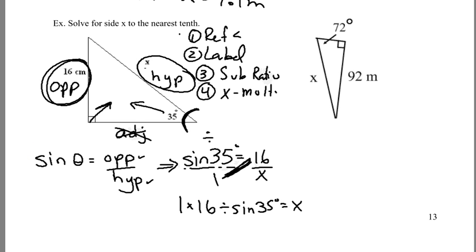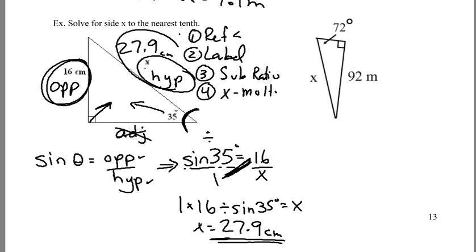So our 16 will divide by sine 35, and that gives us a 27.89 or 27.9 side length. X works out to be 27.9 centimeters. And again, I like 27.9 for x because it's our hypotenuse, which is longer than the 16, which it should be. There's the process for finding side lengths using sine. Stop the video, try the last one, and then we'll do it together.